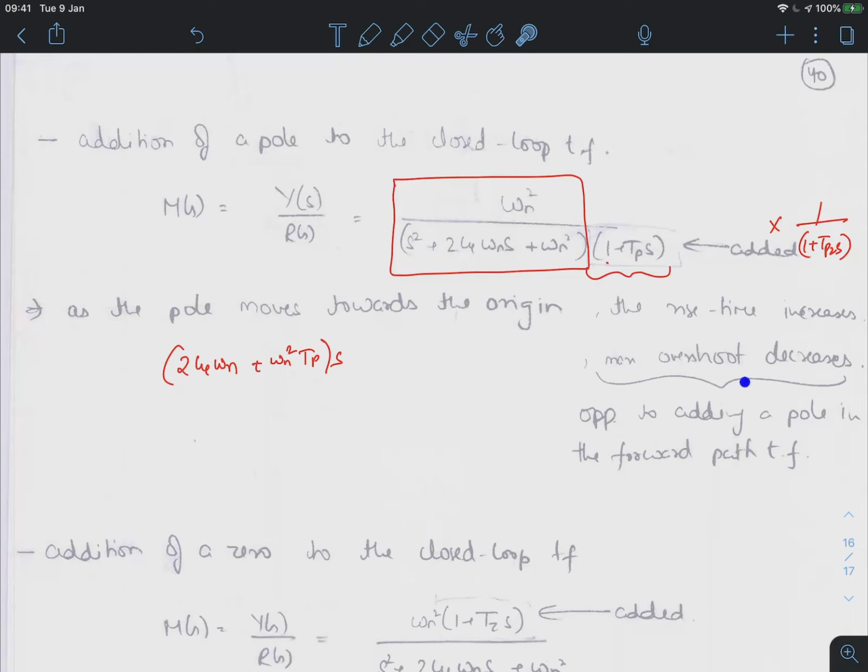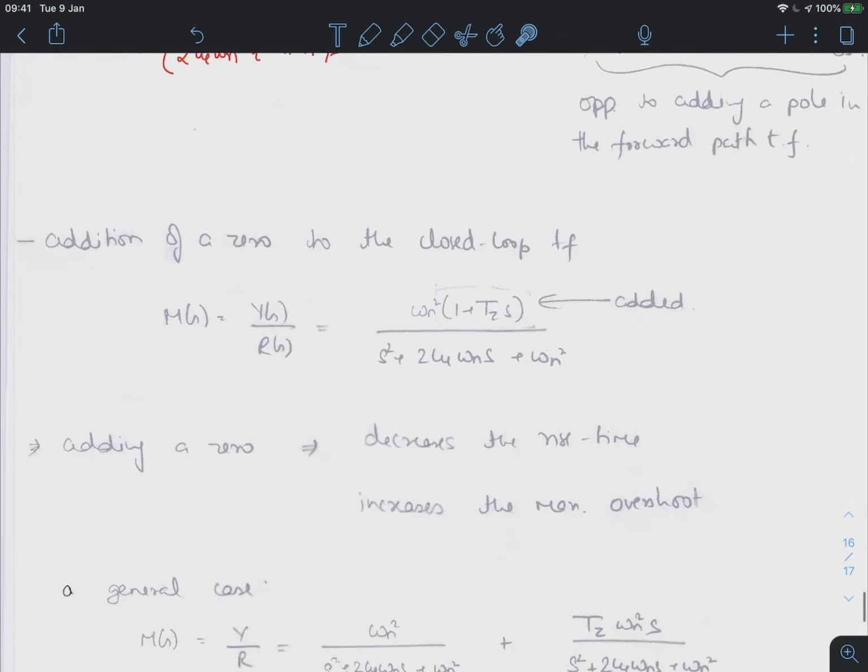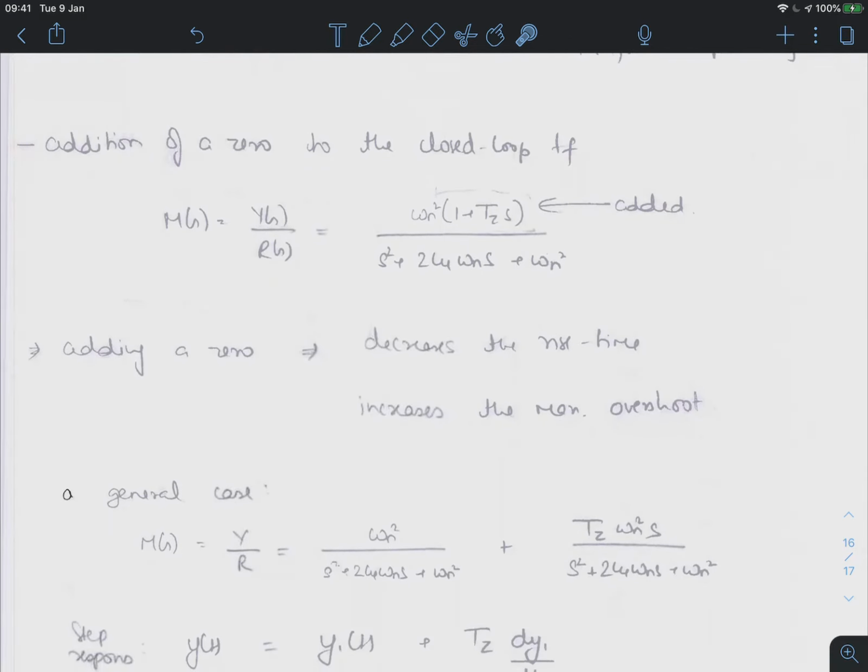So the important point to note here is that if I add a pole into the forward path transfer function, then it would increase the maximum overshoot. But if I add a pole in the closed loop transfer function, then the maximum overshoot will decrease. In both the cases, the rise time would increase, either I add a pole into the forward path transfer function or the second order transfer function.